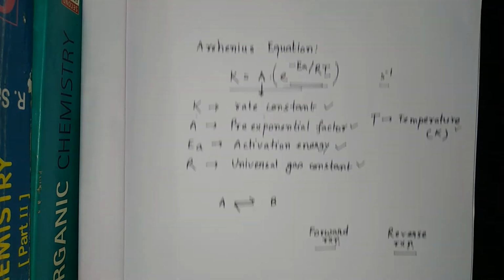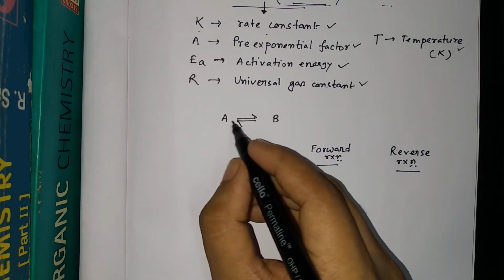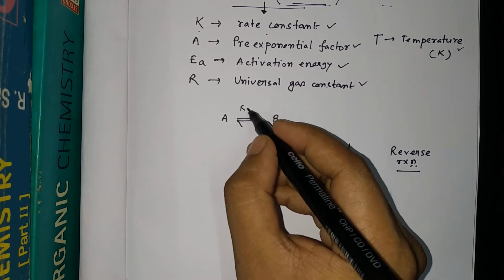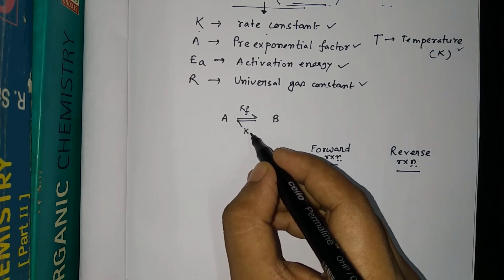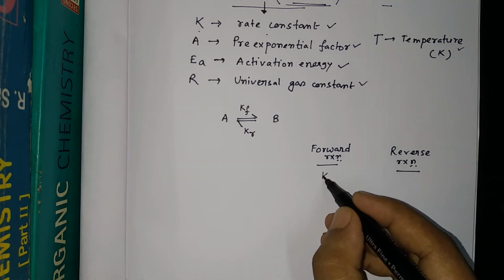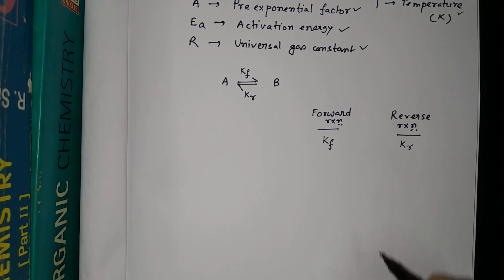So guys, now we'll come to the question. In the question, they are talking about a reversible reaction, and this is the reversible reaction. This is the forward reaction with rate constant Kf, and this is the backward reaction. The backward reaction rate constant is Kr. Kf is the rate constant for the forward reaction, and Kr is the rate constant for the backward reaction.